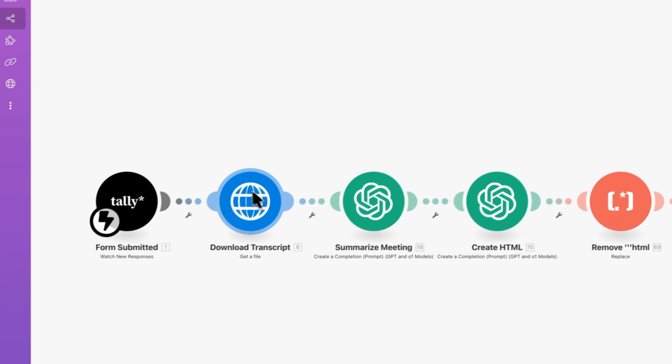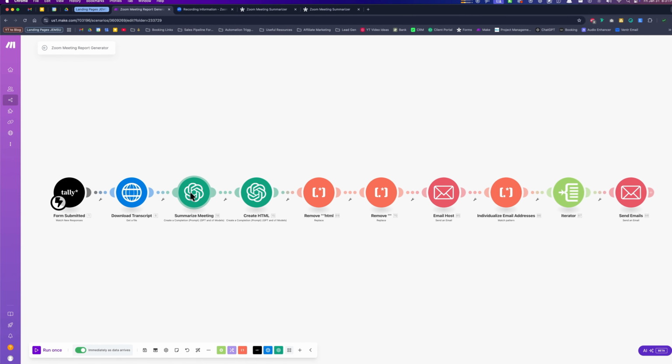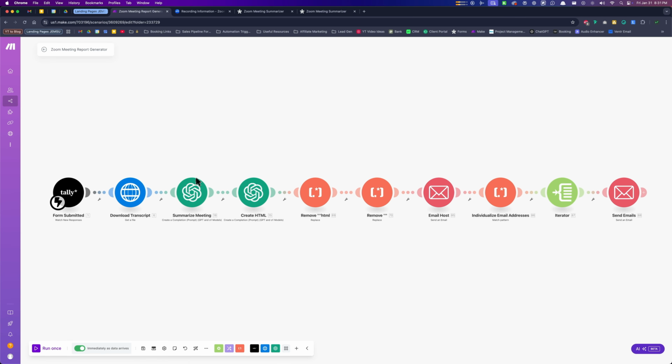All right. So it downloads that file and then it sends that into ChatGPT to summarize that entire transcript into a report. And then it converts that report, which is in Markdown formatting, and turns it into HTML so that we can actually use it in an email.